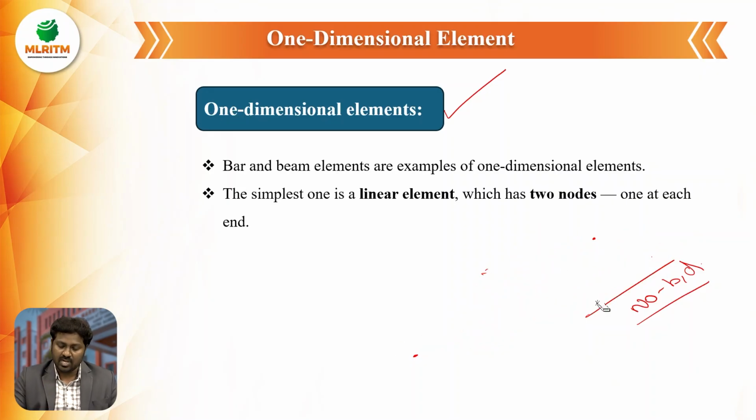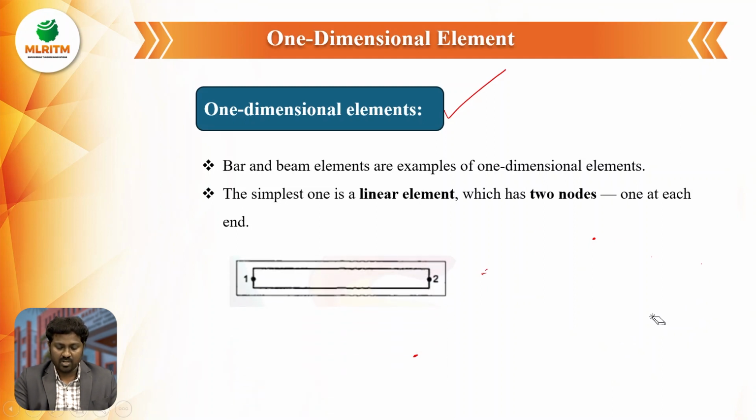So next, coming to the second, the two dimensional element. So this is the bar element. So this is the line. We have two nodes, one and two, starting and ending. This is the start point, this is the end point.